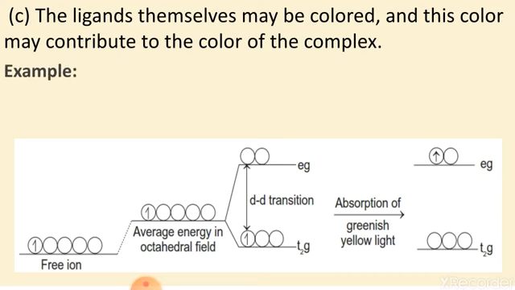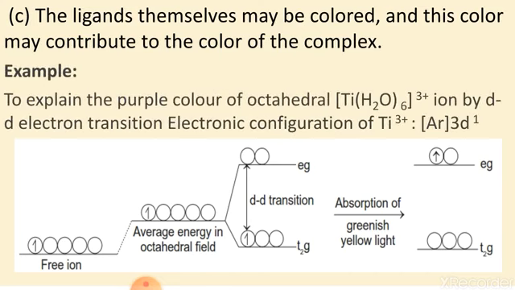Now look at one example to better understand the transition. To explain the purple color of the octahedral [Ti(H2O)6]3+ ion by d-d electron transition. Here the electronic configuration of Ti3+ is needed, so you can find the charge on Ti. Water has 0 charge, so the total charge on the complex belongs to the titanium.